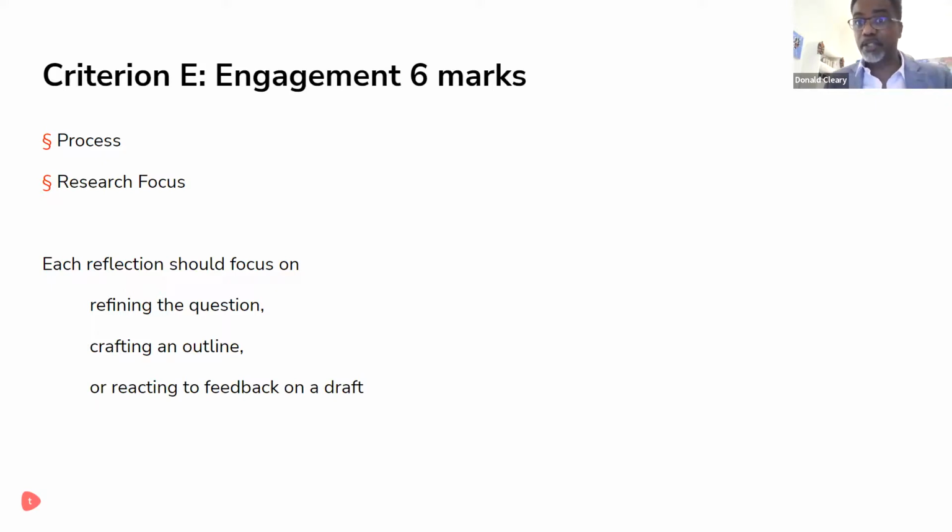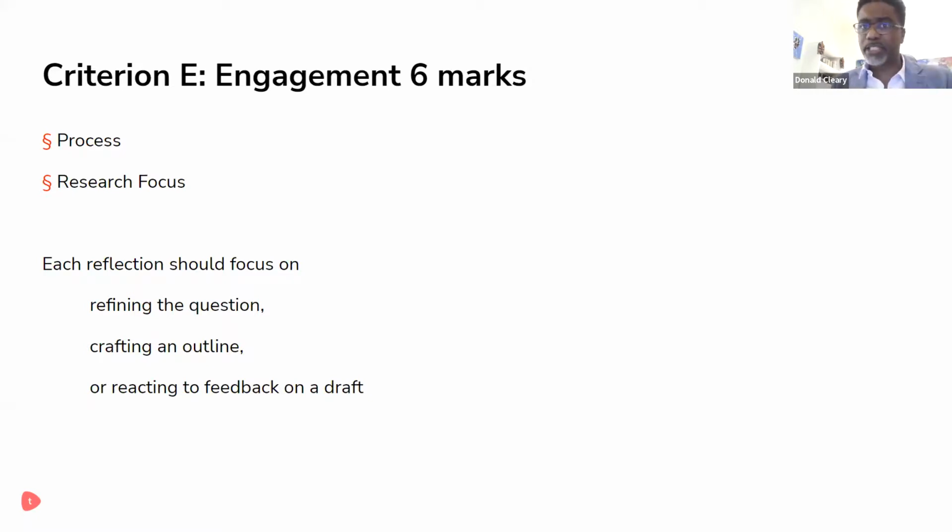It's worth 6 marks. So technically, if the student does it well, along with criterion D and E, even if A, B, and C is based on nonsensical repetition, the student still passes their extended essay. Because to get a D, it's 7 and above, 7 to 12. I'll show you the grade bounds in a bit. So just doing engagements actually can allow the student to pass their extended essay. Here, the 2 points it looks at is a process and research focus.